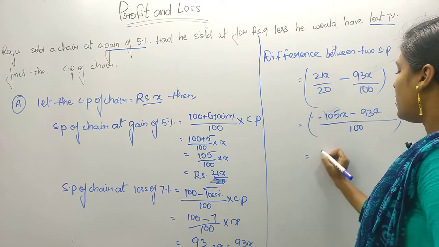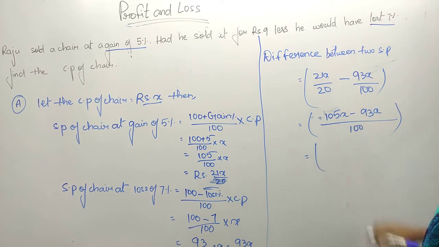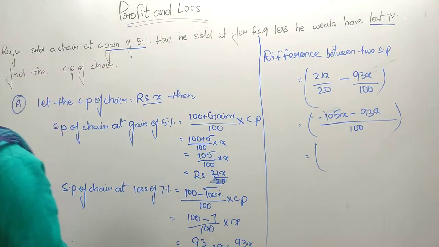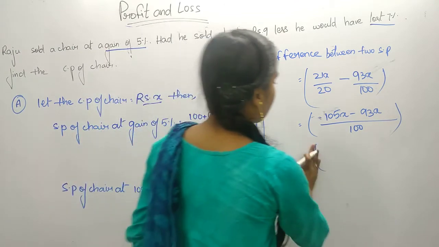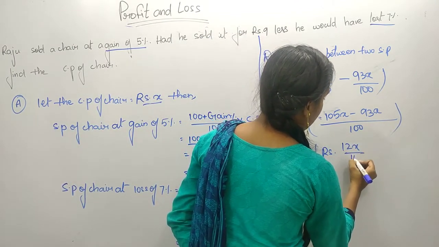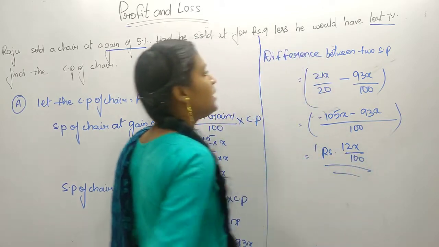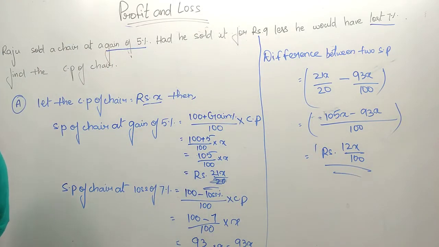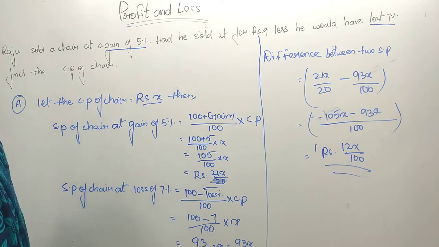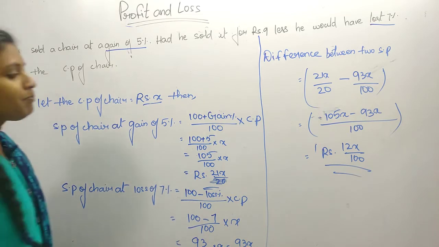Okay. By doing the subtraction, 105 minus 93, what answer will we get? Rupees 12x by 100. Finally, we found the difference between the two selling prices. Now what will we do? But this difference is given as equal to 9. Here in the question it is given. This difference must be equal to rupees 9.